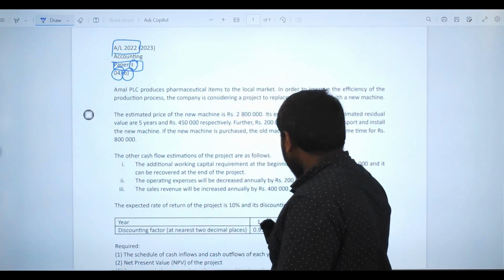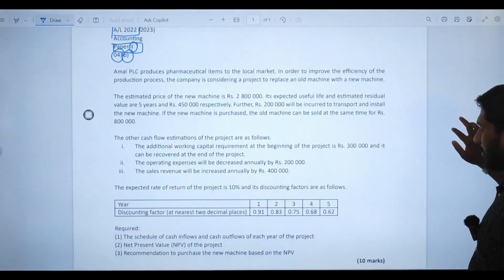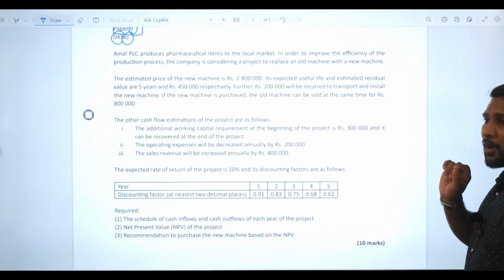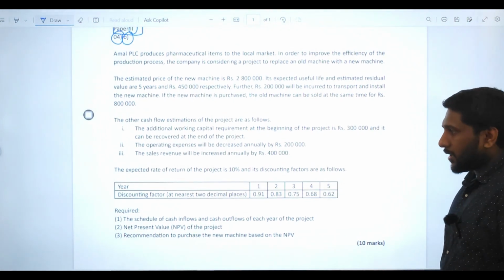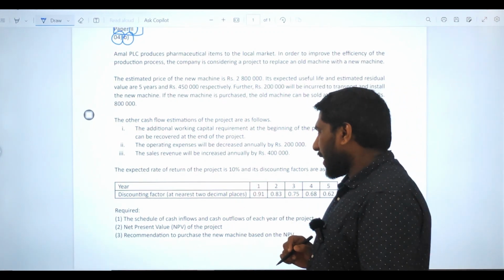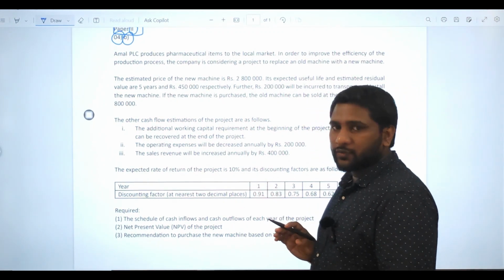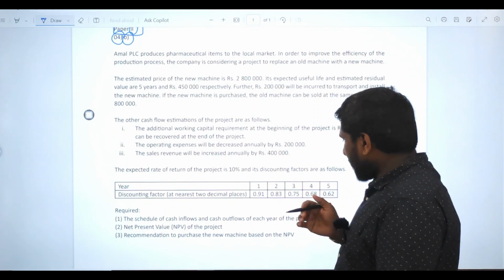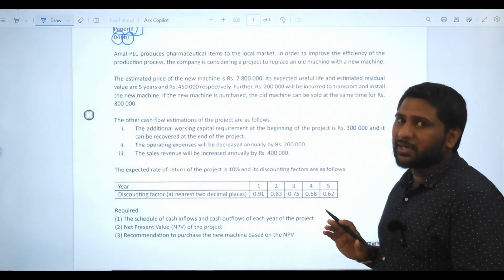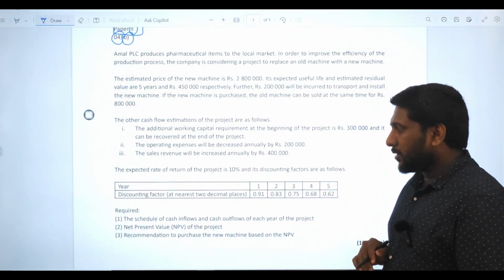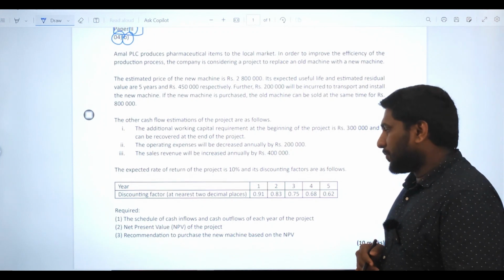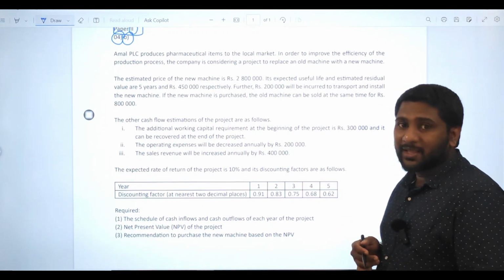When you are looking at the question, you can see this is a 10 mark question. So let's read the requirement first. What are the requirements of this question? First one, the schedule of cash inflows and outflows for each year. By looking at the discounting table, I can see the cash flows will be there for 5 years, but let's read the scenario. The second requirement, they are asking us to calculate the NPV. The third one is they are asking us to give the recommendation.